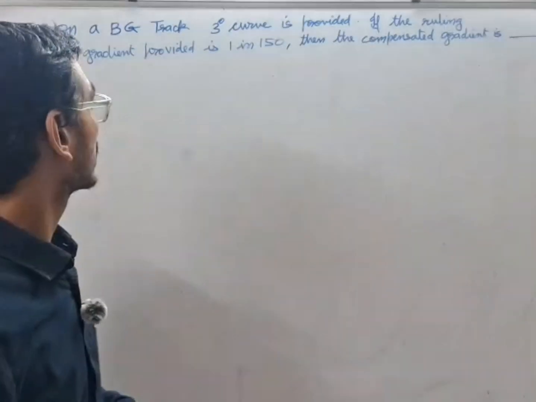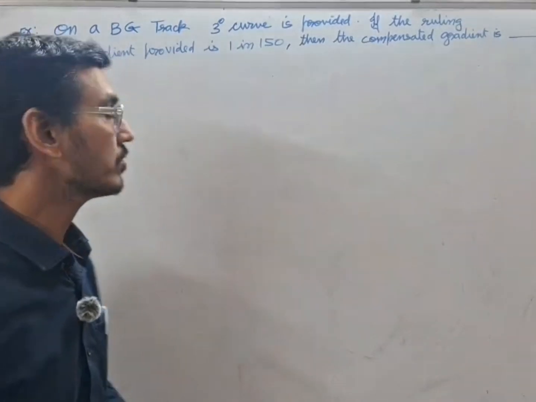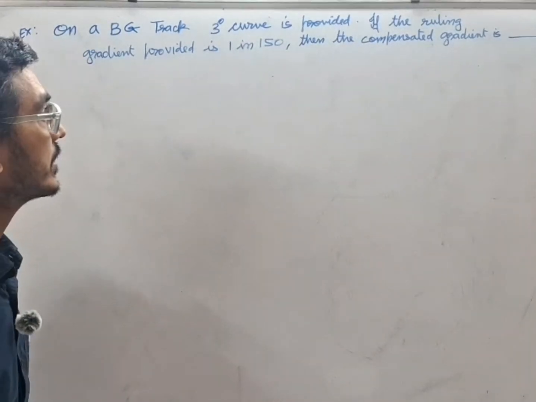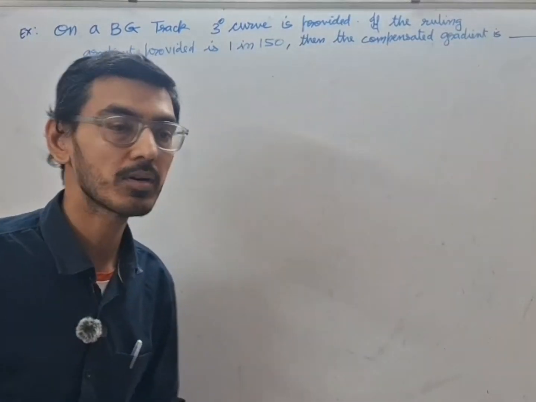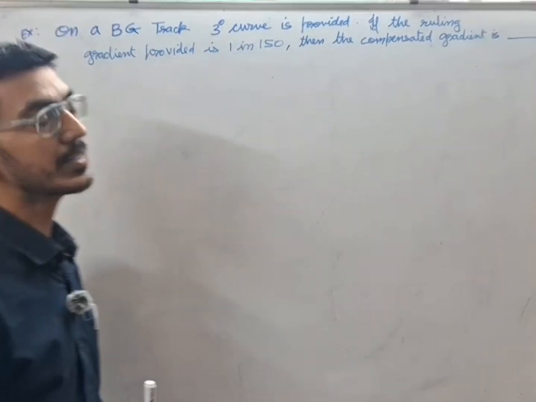Okay, dear friends, so let's see one more question. On a BG track, a 3-degree curve is provided. If the ruling gradient provided is 1 in 150, then the compensated gradient is.